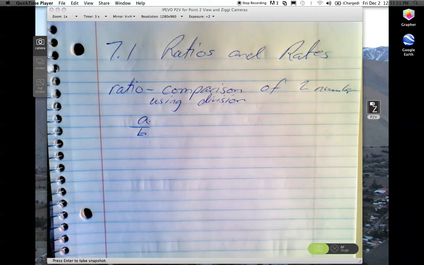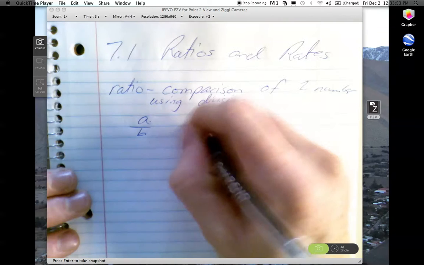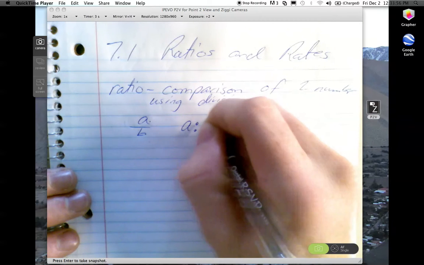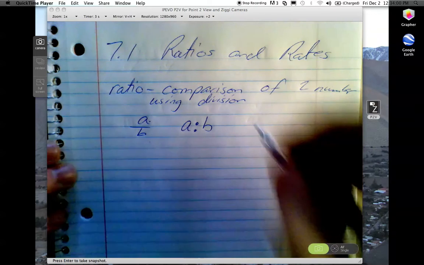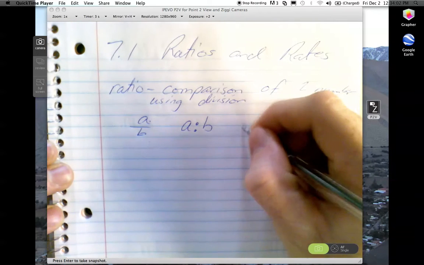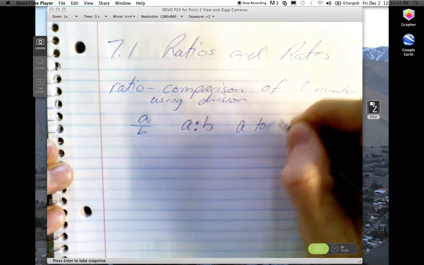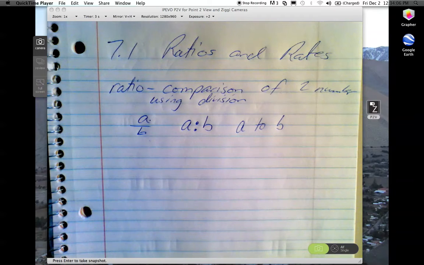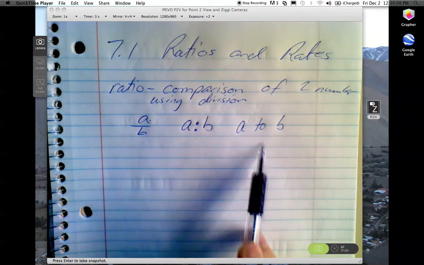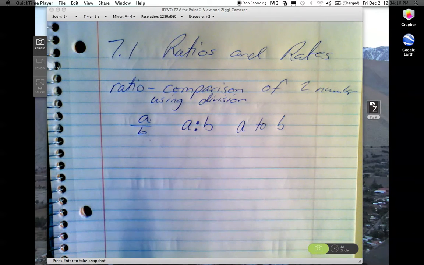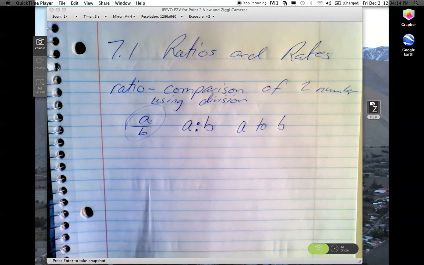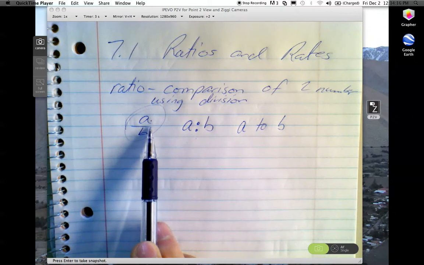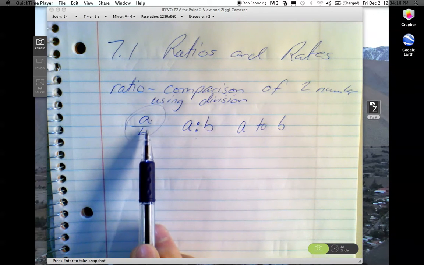There's another way to write this. We can write A colon B like this, or the last way we can write it is using an English word to write A to B, just like this. These are the three ways that we can write a ratio. Now, the most useful way that we're going to find is this way right here, since it is actually showing the division bar, which is what we're going to want to use in math.